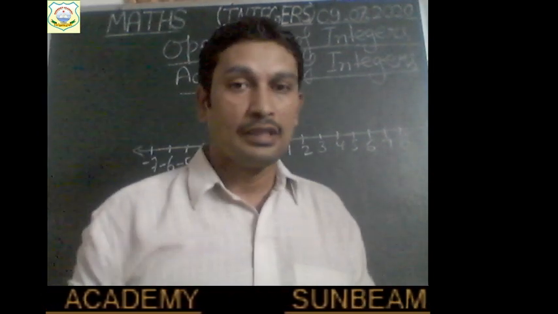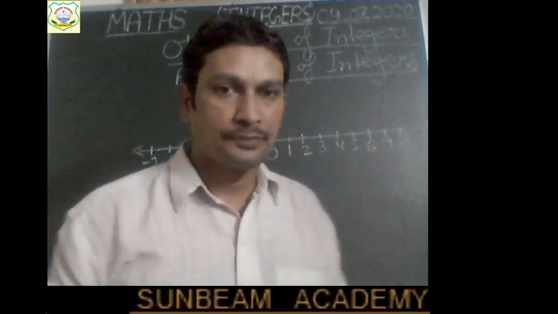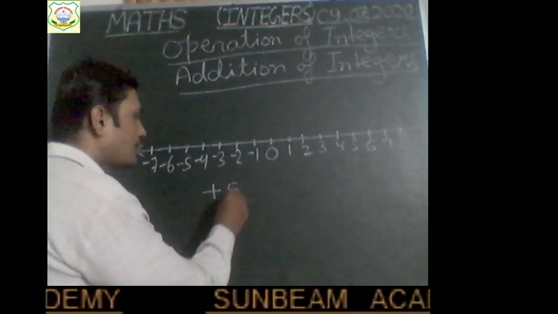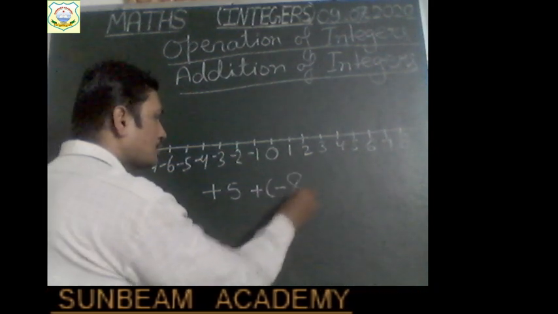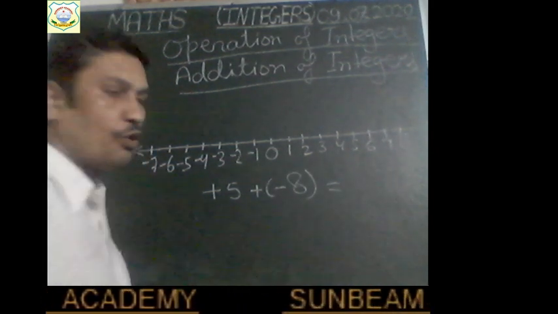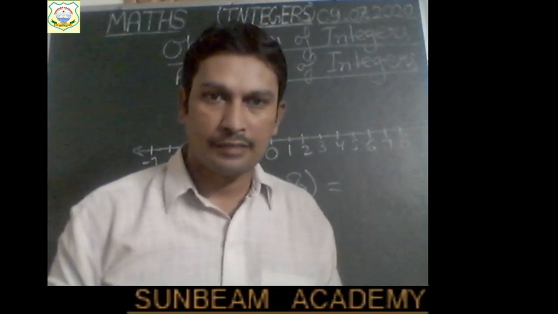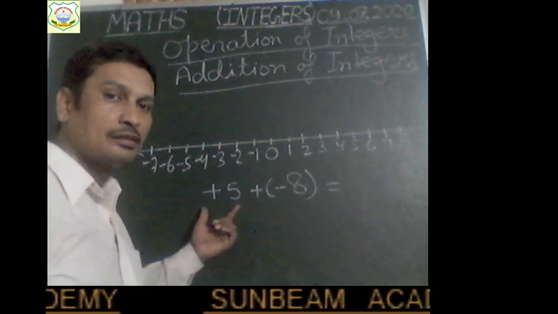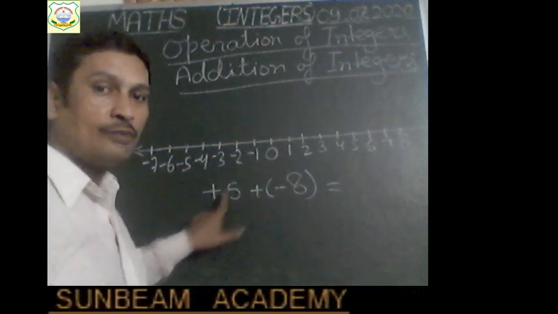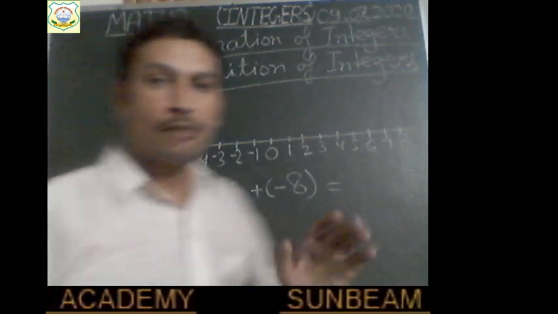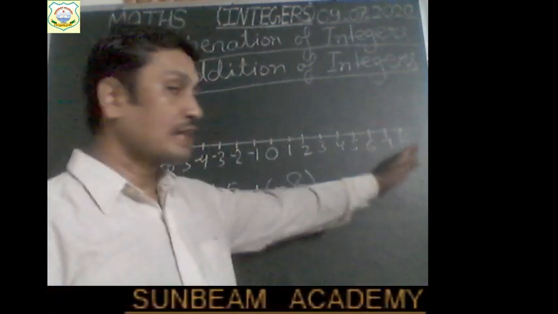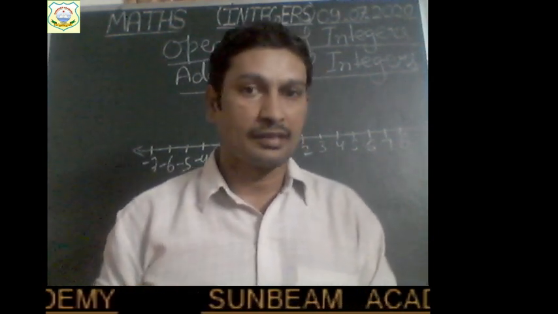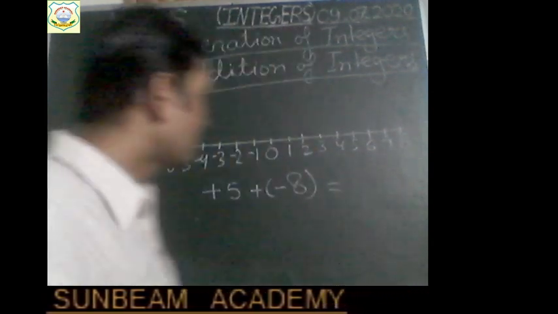Right, children? Suppose we have two integers which are to be added. Let us take two integers. Suppose I have to add +5 and -8. What will be the value of +5 and -8? Okay, let us see. For this, firstly we will start from 0 and move to +5. For positive integers, we move in the right hand side direction, and for negative integers, we will move in the left hand side direction. Am I right? So let us see.